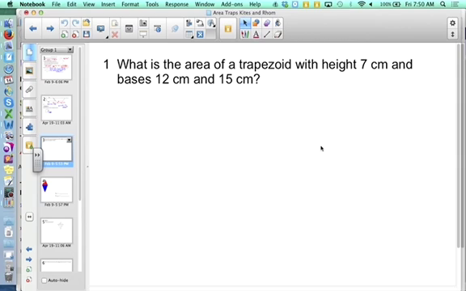Or remember, 1/3 of something times whatever is the same thing as taking that value and dividing it by 3.